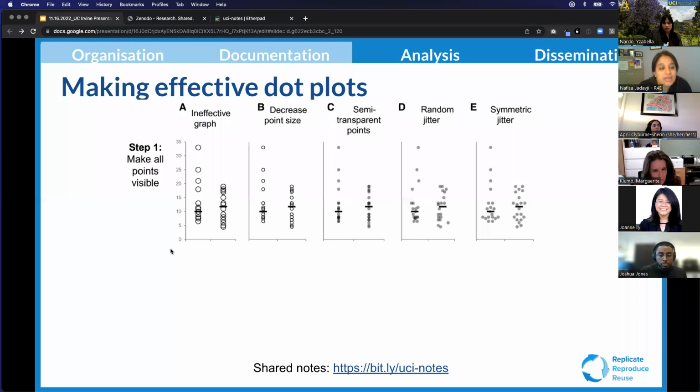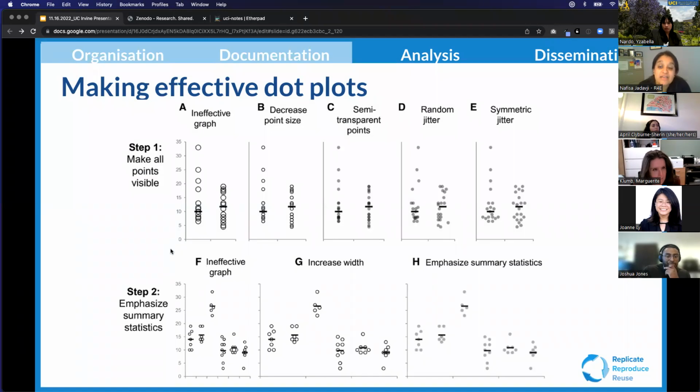Okay. And so let's talk a little bit more about these dot plots. These dot plots are where you're showing individual samples. And so making effective dot plots is shown here in this slide in terms of showing all the groups, looking at summary statistics and things like that, and what tips can be done. Next slide. So making all the points visible, emphasizing summary statistics. So having the bar, the mean or the median, whatever you report in your findings, maybe some sort of variance, SEM or standard deviation, making it easy for the reader to interpret your results.